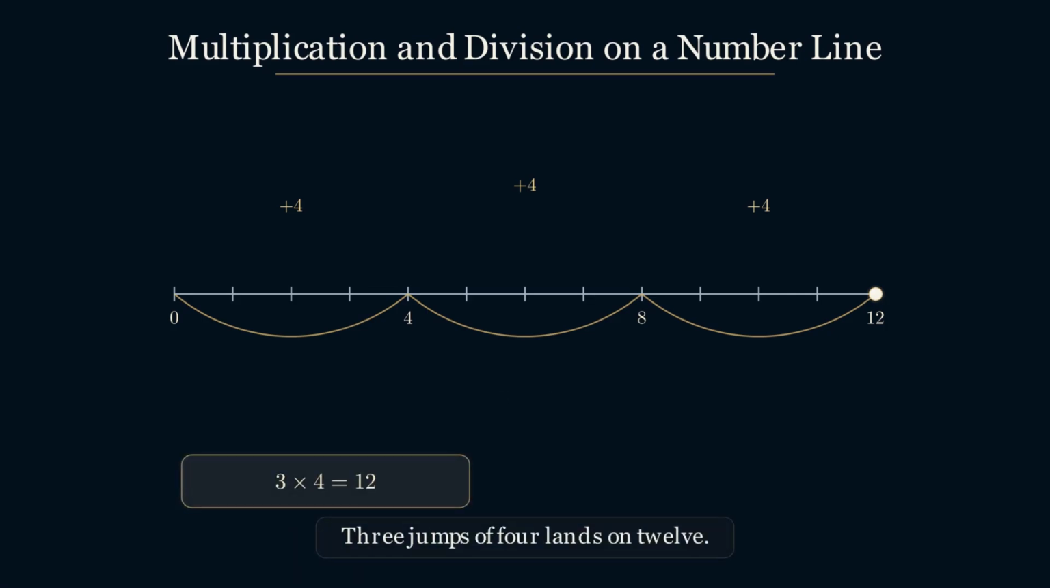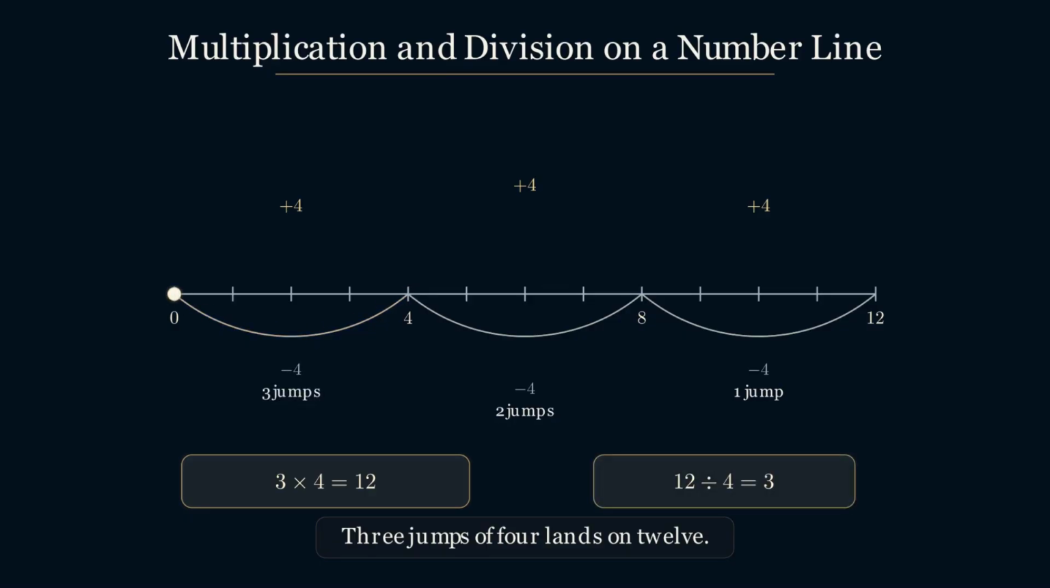Division can count the jumps in reverse. Start at 12. Jump back by 4, then back by 4 again, then back by 4 once more. It takes 3 equal jumps to reach 0. So 12 divided by 4 equals 3. Multiplication counts equal jumps forward. Division counts how many equal jumps fit into the total.